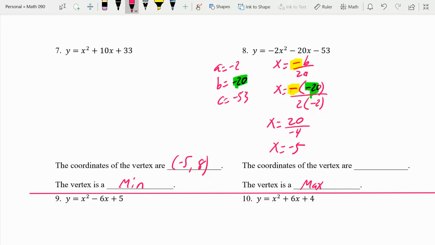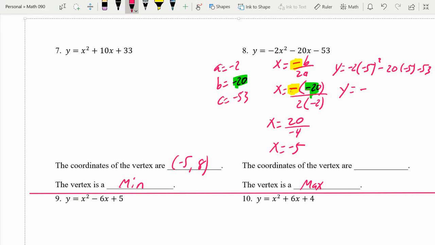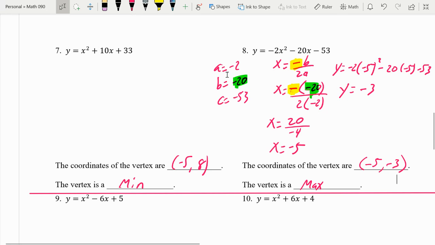All right. And then y is equal to negative 2 times negative 5 squared. Let me write it a little bit smaller because I'm going to run out of room. So y is equal to negative 2 times negative 5 squared minus 20 times negative 5 minus 53. Grab your calculator. I'm not going to do all this mess. That ends up giving us negative 3. So the vertex is negative 5, negative 3. And again, it's a maximum because there was a negative sitting there.